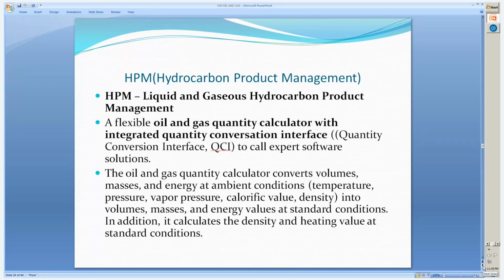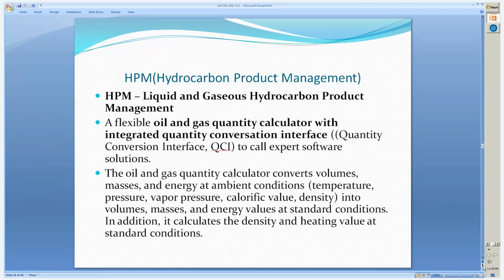Now comes the hydrocarbon product management. As I said before, this is a proprietary application component, HPM, liquid and gaseous hydrocarbon product management. Basically in the oil and gas industry, we deal with oil, fuel oil, and natural gas. But unlike the other products, here the quantity of the fuels is expected to vary according to temperature, the ambient temperature.